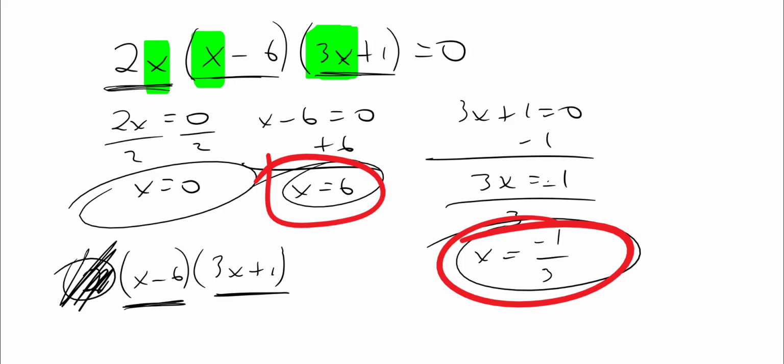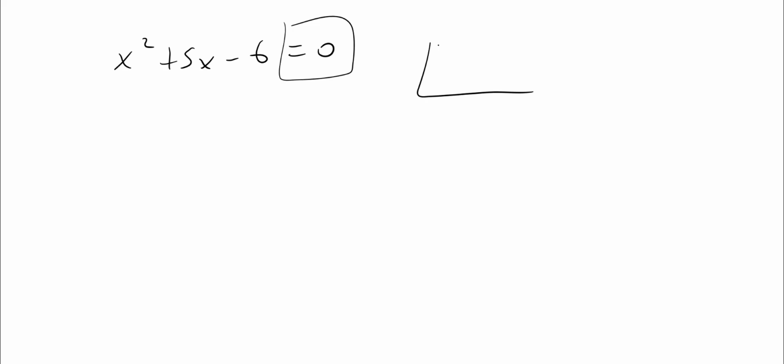Let's do a problem where it's not factored for you. We're still doing some review here, which is cool. Let's say I have x squared plus 5x minus 6 equals 0. First of all, it's got to be equal to 0. If it's not equal to 0, you have to make it equal to 0 by moving stuff over. And then if you remember, we're going to do a factor box.